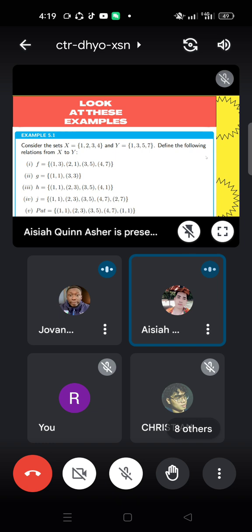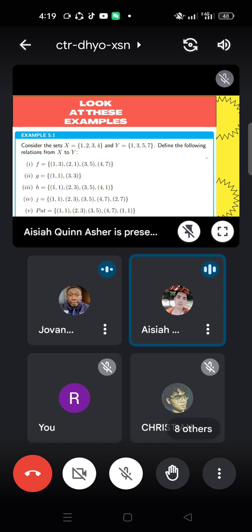What if I add there (1, 4)? Is it a function? No, sir. It is not a function, sir, because it already has 1 as a first component. The first component cannot occur twice. Are you with me? Yes, sir. Okay. How about (1, 3), (2, 3), (3, 3), (4, 3)? Is that a function?